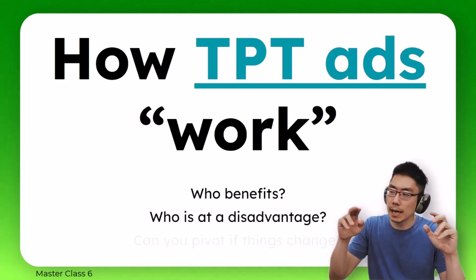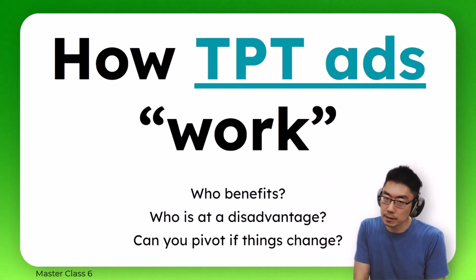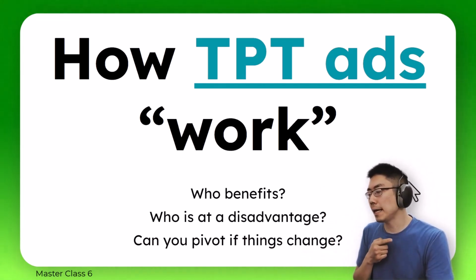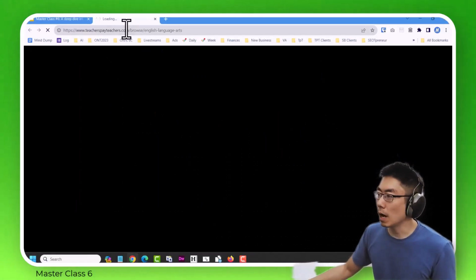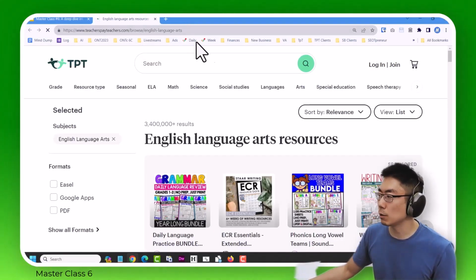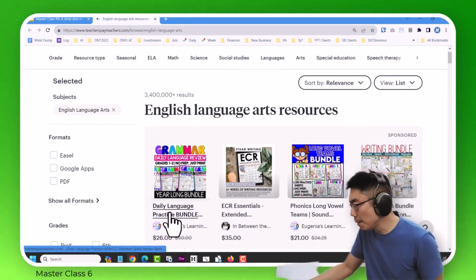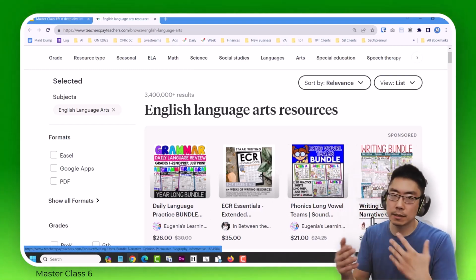How do TPT ads work right now? And the question is, who benefits? Who's at a disadvantage? And more importantly, if you do TPT ads, can you pivot if things change? Let's have a very quick peek at this. I've set it to go to the English Language Arts category here. If I go to English Language Arts, I see, look, I'm not on here today, so clearly today I wasn't able to buy the ads, but it's first come, first serve.